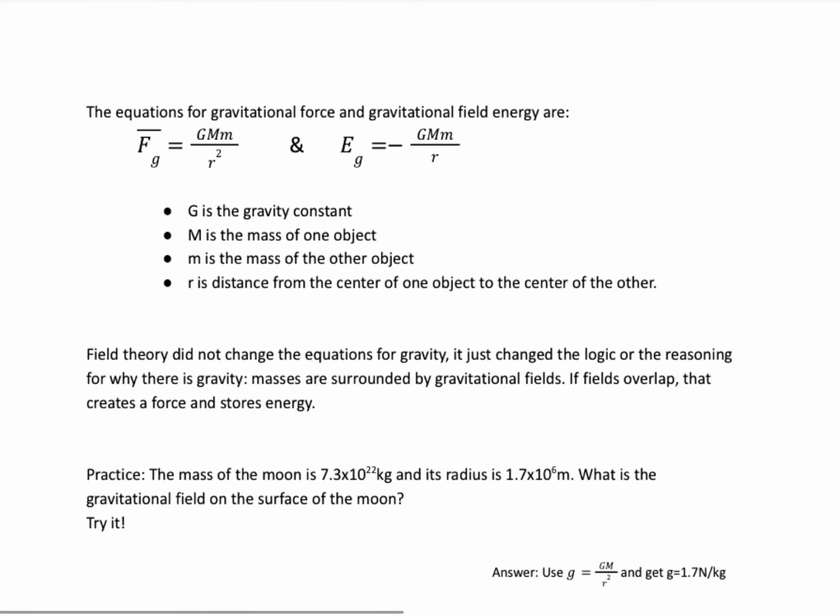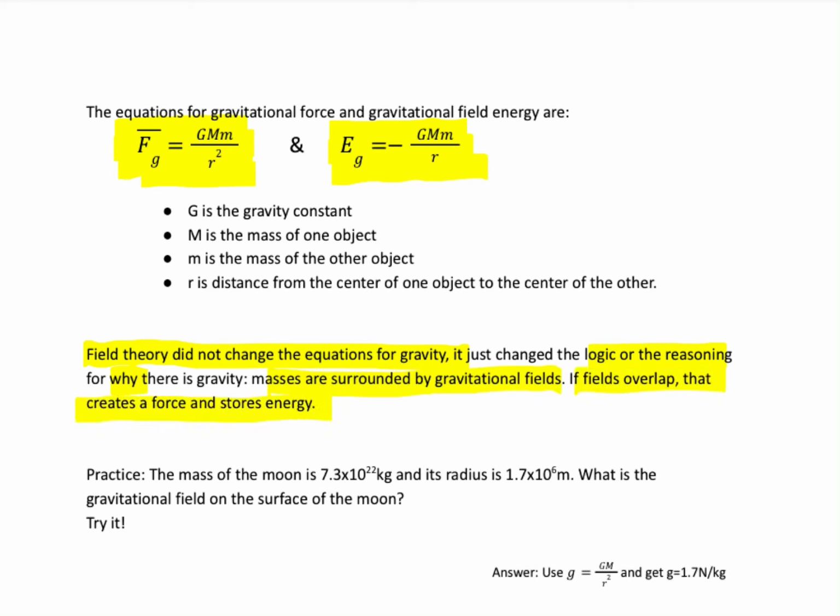The equations still work. We saw this equation for Newton's gravity: GMm over r squared. We did the cool calculus proof earlier. The equation still works for energy. The gravitational energy has a negative sign, negative GMm over r. We talked about the negative at length: little m is trapped by big M, and positive work is needed to get them to move farther apart. All the equations are exactly the same. It's just the logic, the reason why there's gravity. Masses create fields, and the overlap of the fields creates the force and stores the energy.